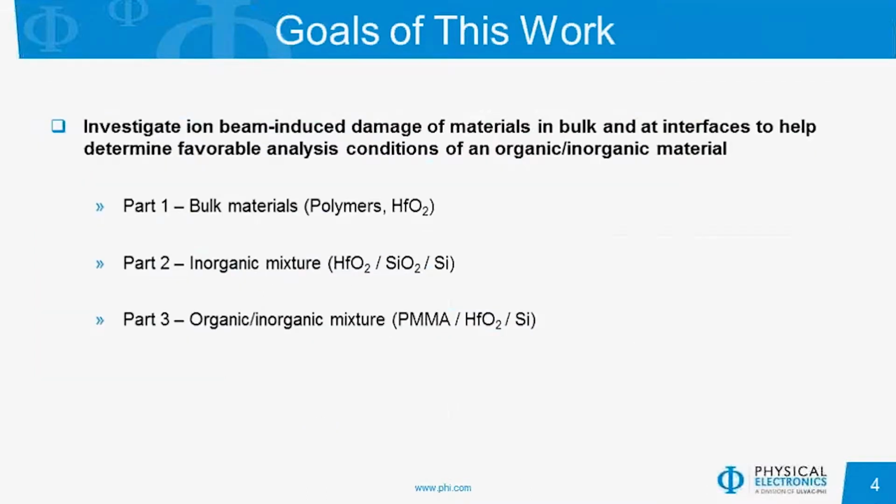With the GCIB, for example, we do have the ability to tune voltage and cluster size for a variety of operating conditions, and so the user is often left with many questions about what is the most appropriate method to use for profiling. And so in this work, we have three parts where we will start with bulk materials of polymers and hafnium dioxide, and then switch to an inorganic mixture of hafnium dioxide, silicon dioxide, and silicon. And then based on the results from those two situations, we will look at a mixed material, organic and inorganic, consisting of PMMA, hafnium oxide, and silicon.